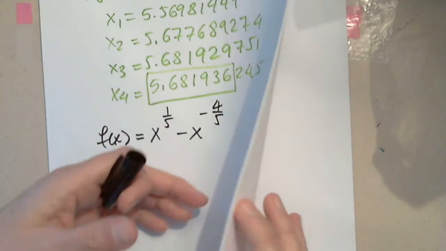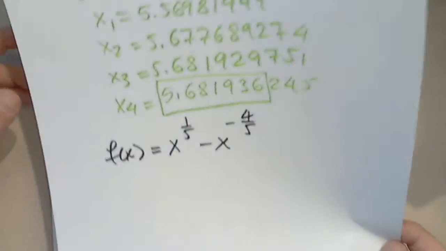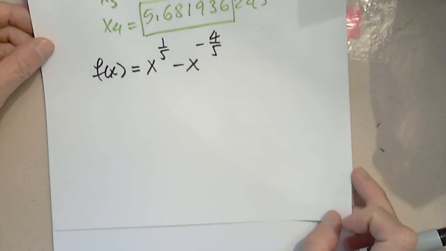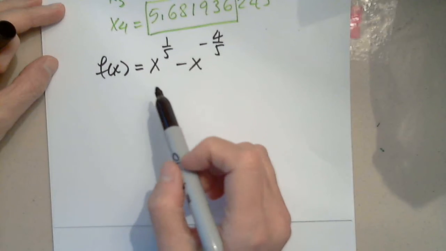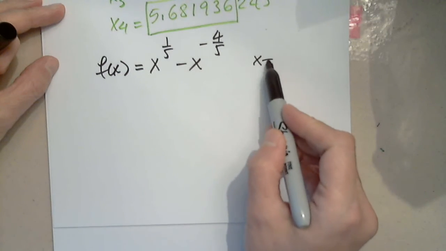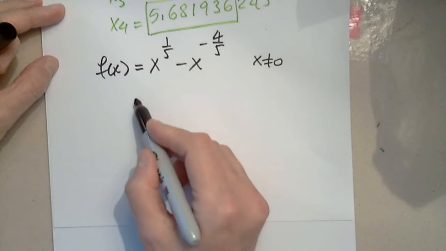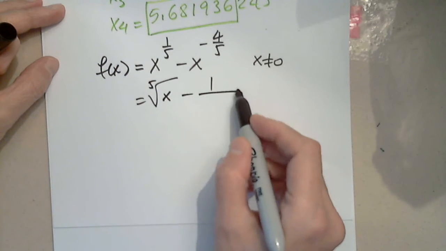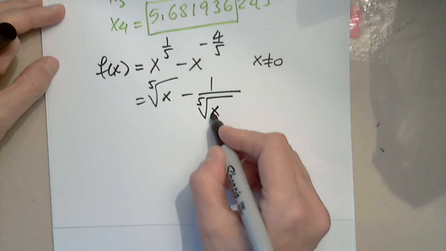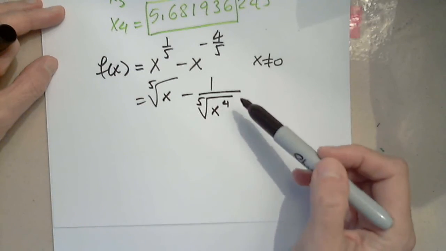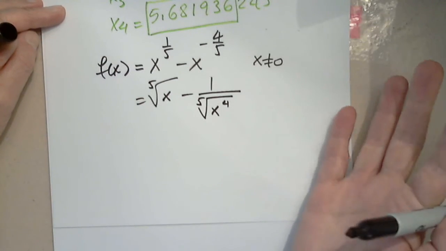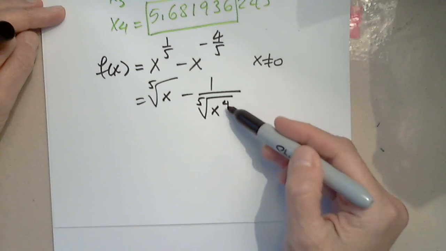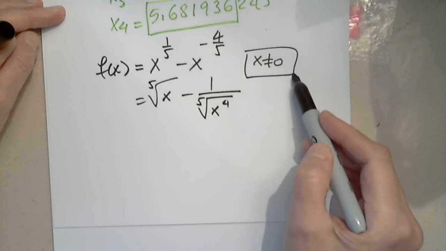Okay. Because I think some of you had difficulties with this. Okay, so let's find f prime. So first of all, remember, x cannot be 0. How come? Because this is basically the 5th root of x minus 1 over the 5th root of x to the 4th. I would have presented it like this just to see what's happening here. So obviously, the function is not defined at 0.